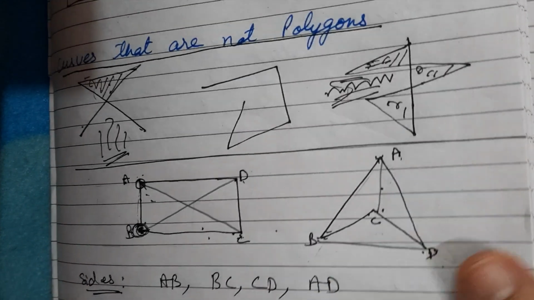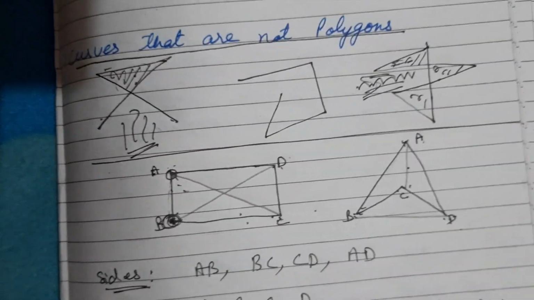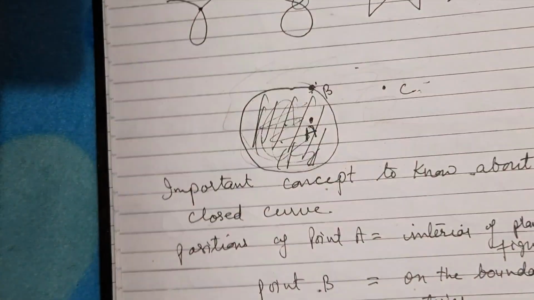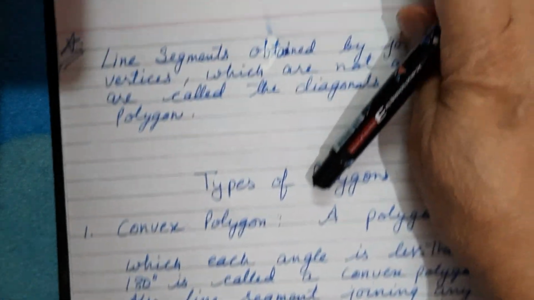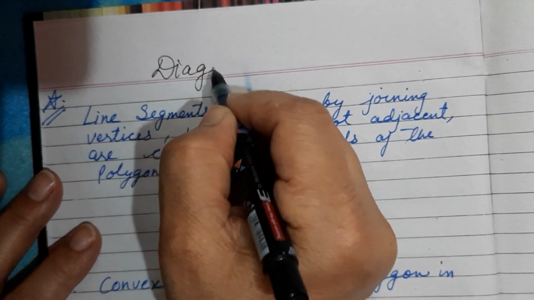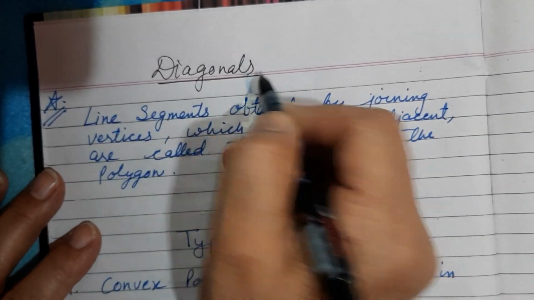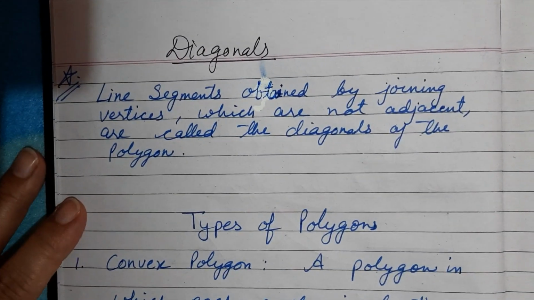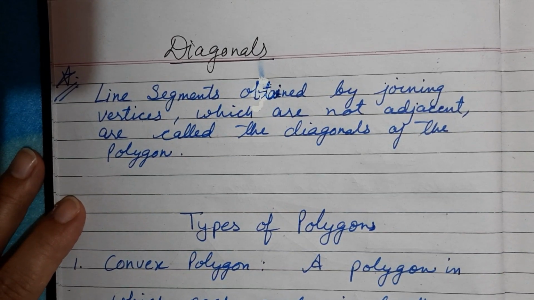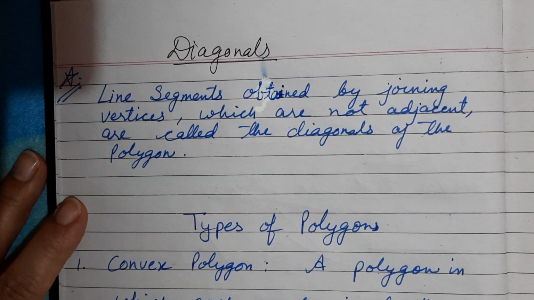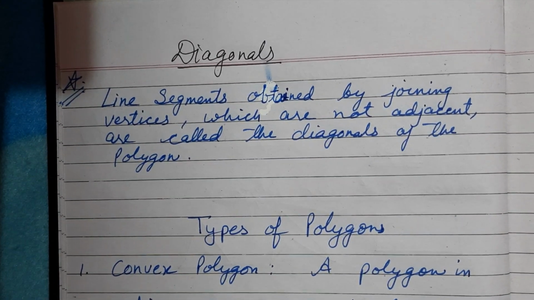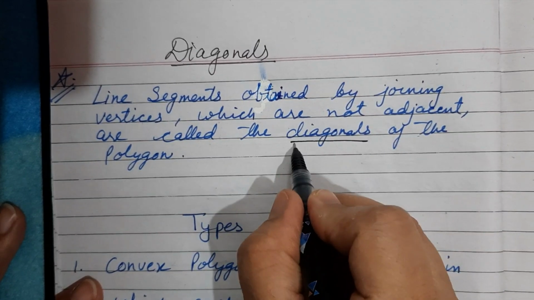All these are the elements of the polygon. So what is a diagonal? First we can say that line segments obtained by joining vertices which are not adjacent are called the diagonals of the polygon. So these are the diagonals of the polygon.